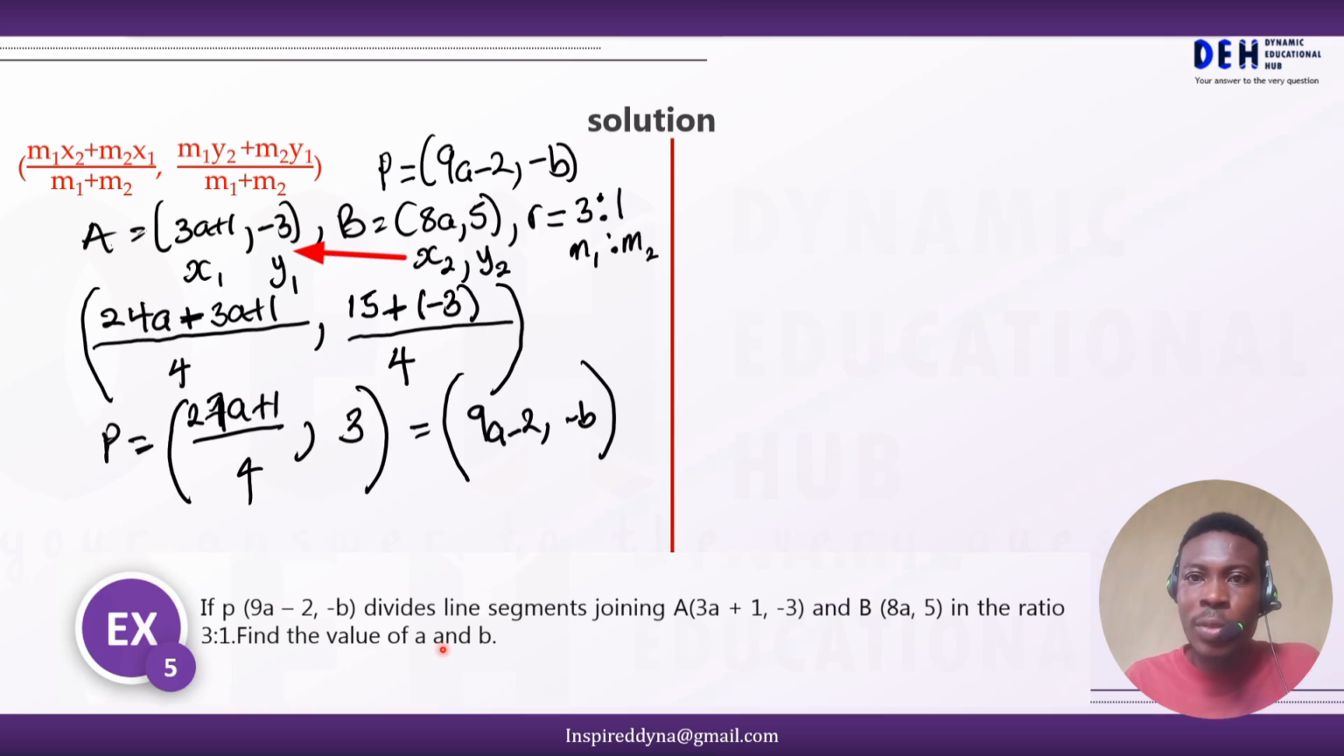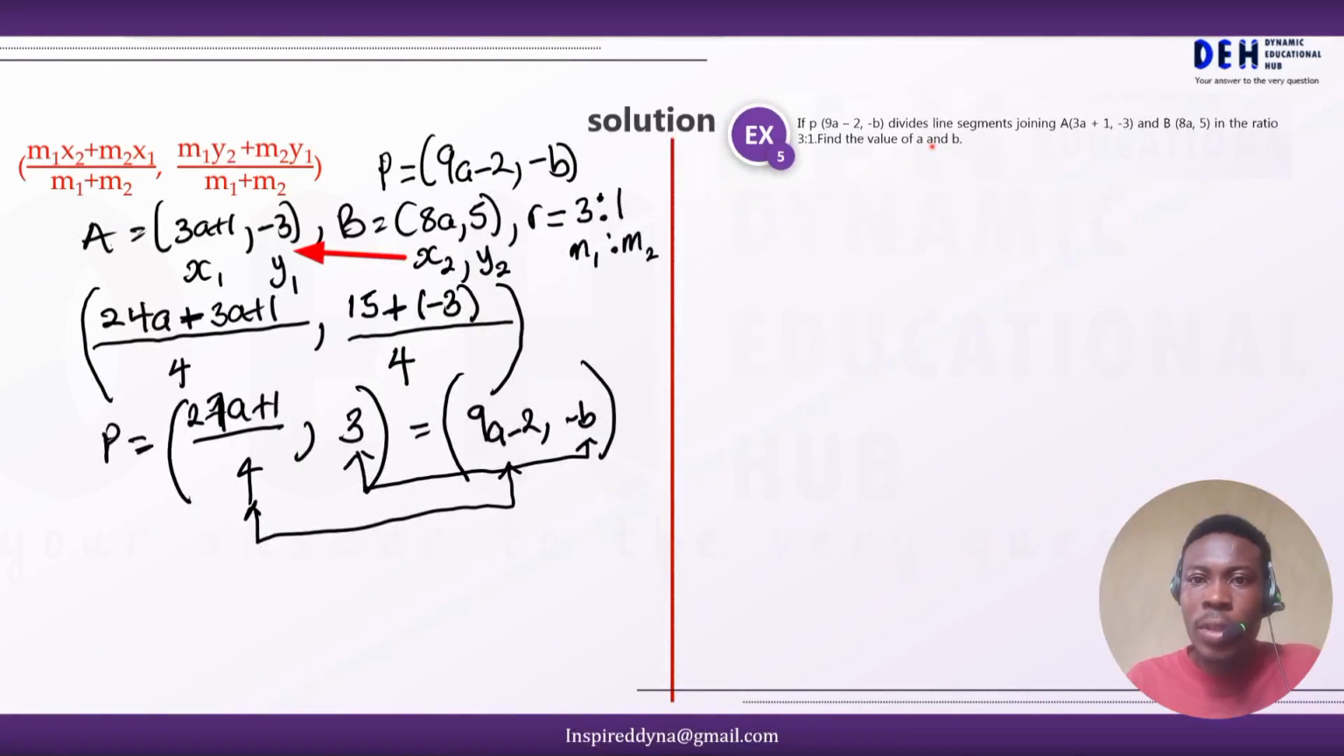What we just need to do is compare and equate considering the position. This one is in this position, so it means that this and this are equal. This one is in this position, it means that this and this are equal. So which means we have 27a plus 1 over 4 should be equal to 9a minus 2. We also have 3 should be equal to minus b.